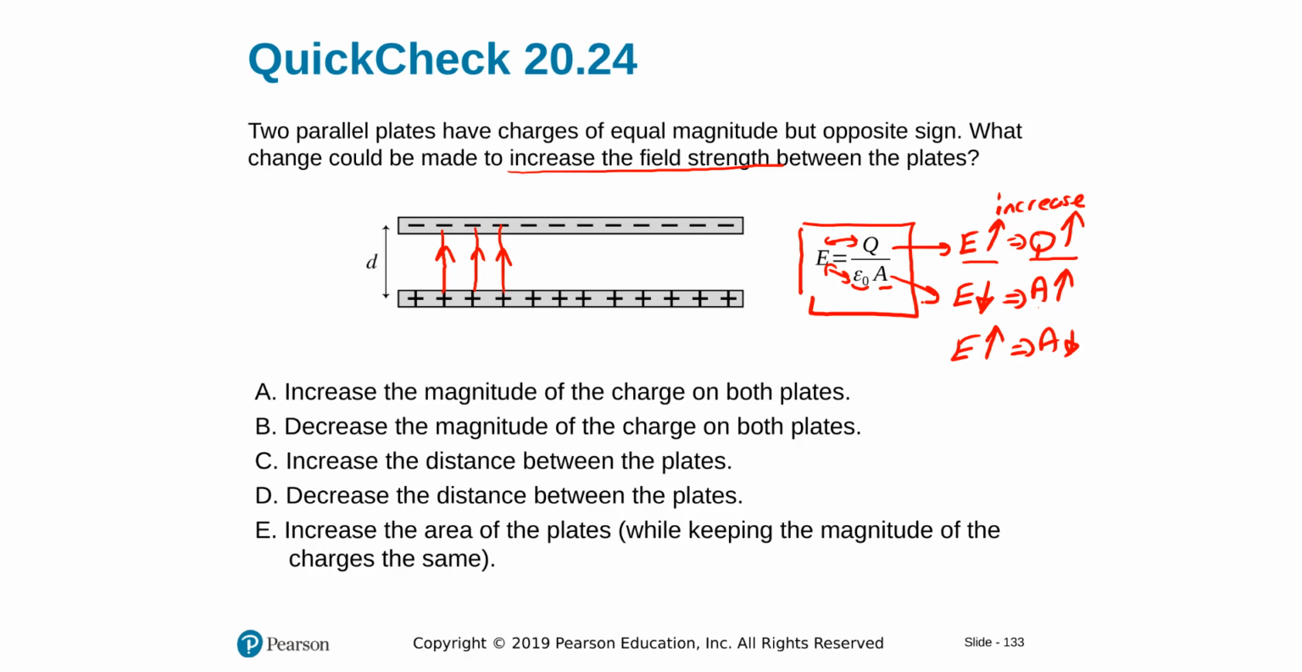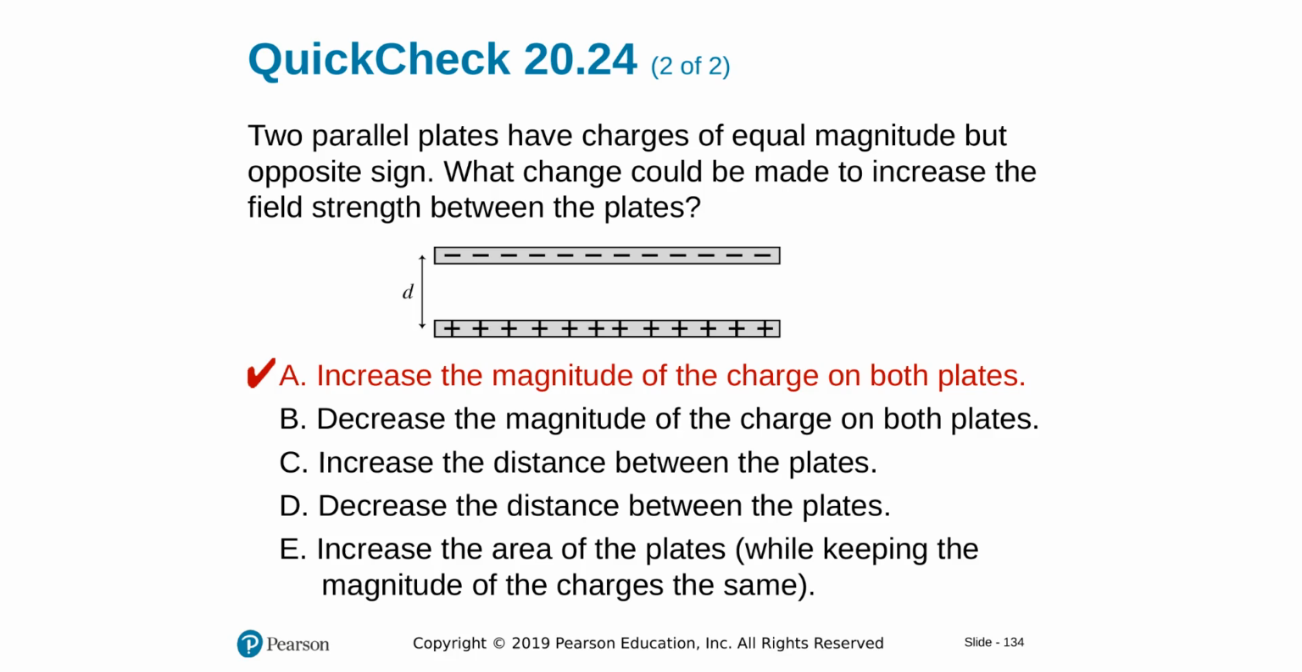So I have two options here. I want to either decrease the area to increase the electric field or increase the charge. Let's see, increase the magnitude of charge on both plates. That will work. Decrease the magnitude of charge on both plates. That wouldn't work. Increase the distance between the plates. Decrease the distance between the plates, not related here. Increase the area of the plates. It works opposite, decreases electric field. So the answer should be A.